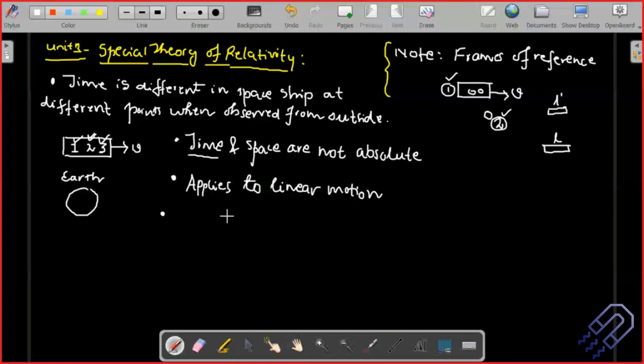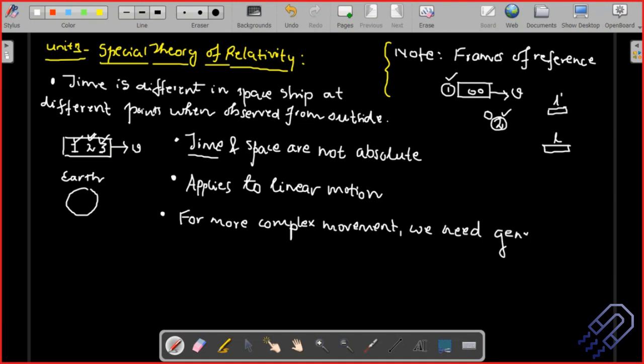So what does it mean if I have a motion which is not linear? Can't we apply relativity? We can, but that becomes a complex problem, and there we need to use the general theory of relativity. So in general, for more complex movement, we need the general theory of relativity. Okay, so that's important.